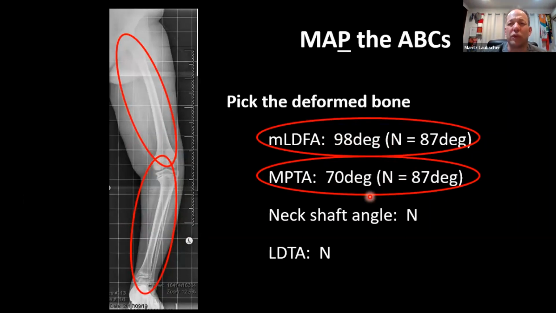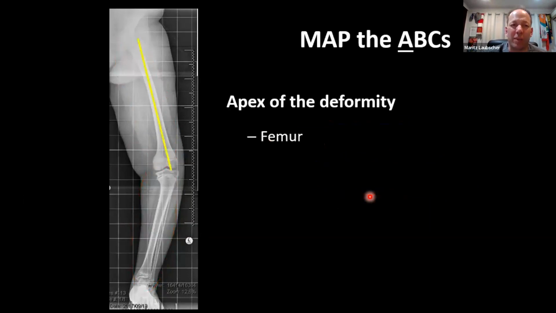So now I want to determine the apex of the deformity in the femur. I'm going to use anatomical axis planning because it's easier. So I draw the anatomical axis of the proximal femur, which is an intramedullary line. I draw the anatomical axis of the distal femur, which is my joint line. And then remember, 81 degrees, not 87, because I'm using anatomical. And that's the apex of my deformity in the femur.